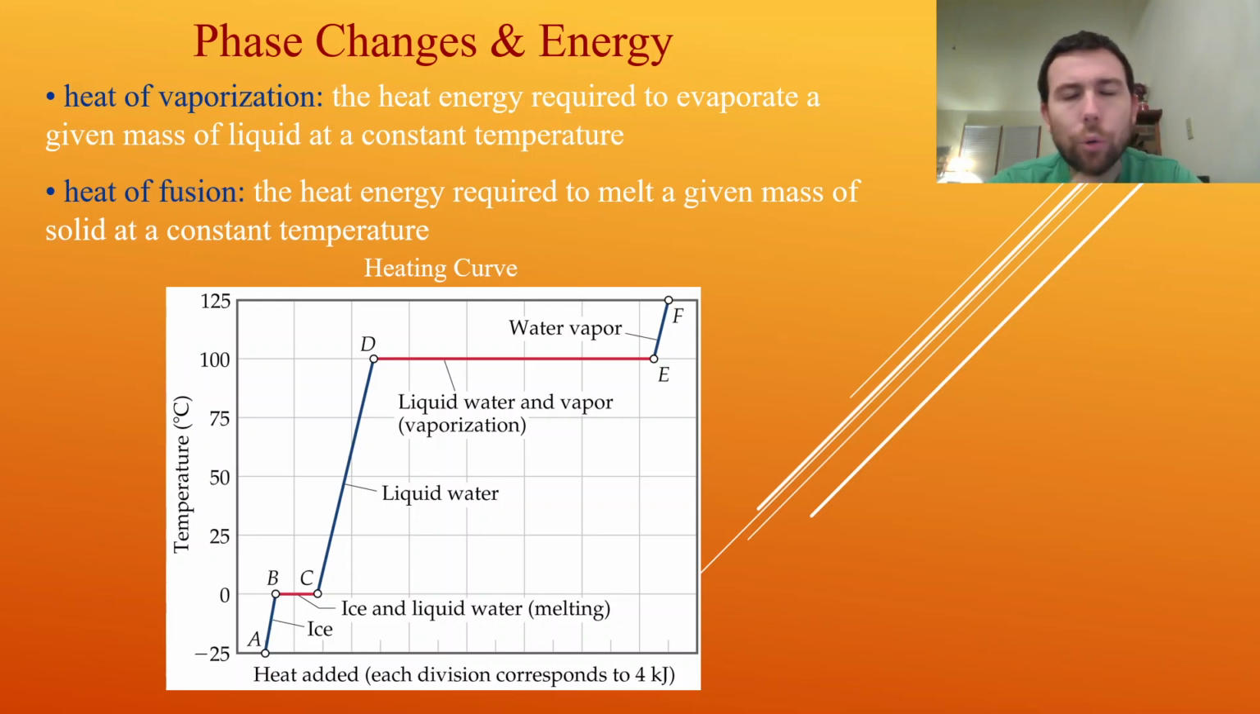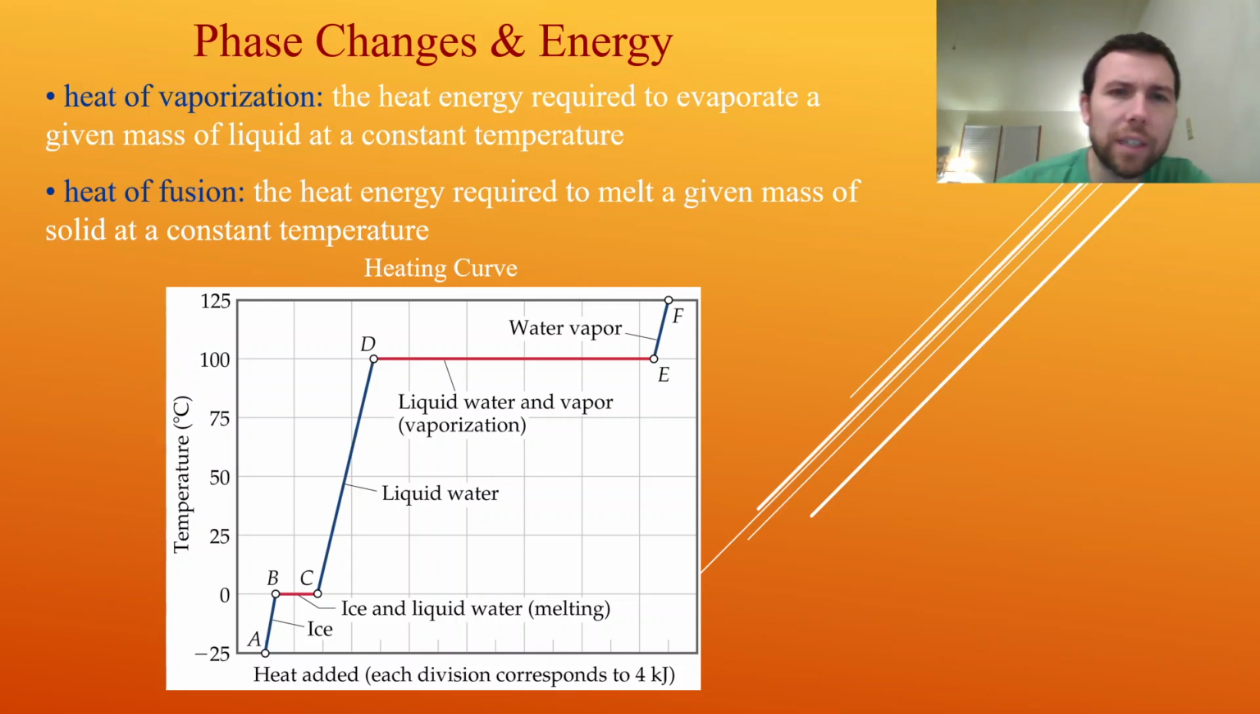Okay, and so then what I want you to notice, guys, are the different sections that this is being broken off into. So you've got section AB, which corresponds to solid ice. You've got section BC, which is where the melting is occurring. That's where you've got ice and liquid water present at the same time. You've got segment CD, where you have only liquid water. You've got segment DE, which is going to be the vaporization of the water. So that's where you're going to have liquid water and water vapor. And you've got section EF, which is when you have just gaseous water.